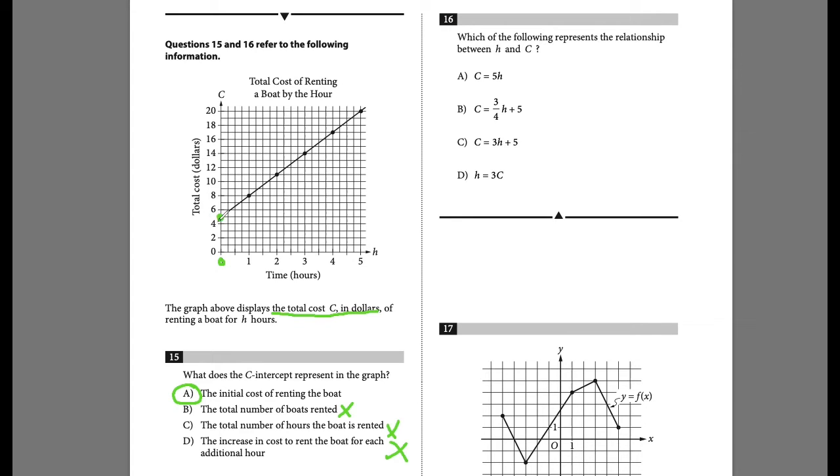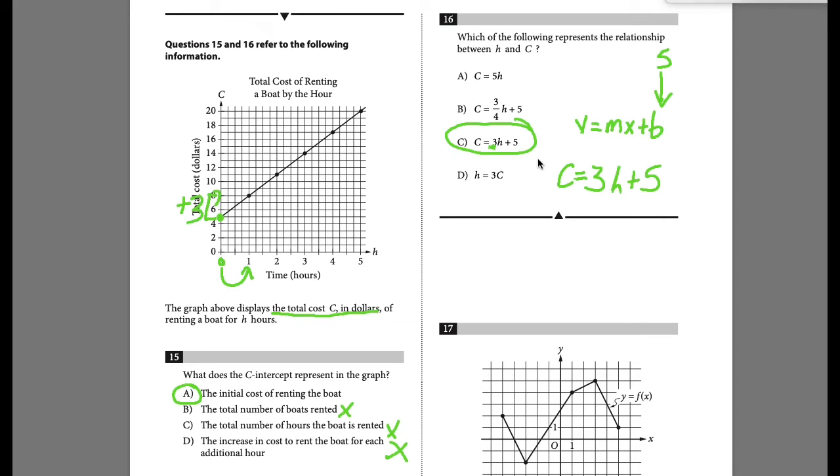If we see the C-intercept is 5, we know that the formula is of the form y equals mx plus b, where this intercept is going to be 5. So C equals something times H plus 5. And we need to see how much we increase for each hour. For the first hour, we're going from 5 to 8. So that's going to be an increase of 3. So therefore, our slope is going to be 3. And answer choice C is going to be the answer.